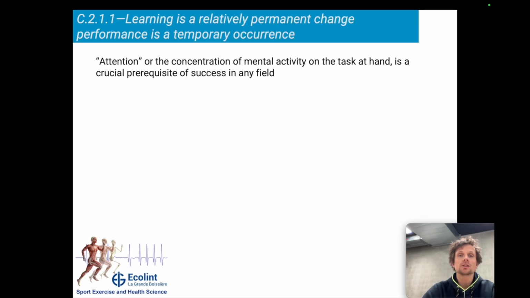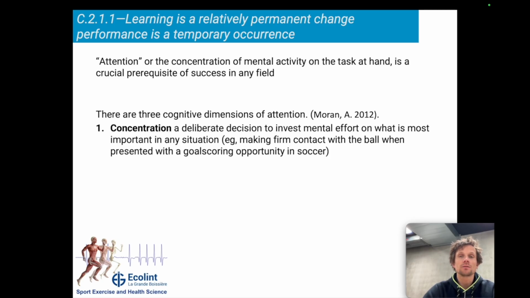First up, attention is the concentration of mental activity on a task at hand. And it's a crucial prerequisite for any kind of success in any field, particularly in the sports. Moran 2012 proposed 3 cognitive dimensions of attention. The first one being concentration. Concentration is a deliberate decision to invest time and mental effort on what is most important in any given situation. So, for example, focusing and concentrating on making good contact with a ball when we're shooting in soccer. The key part of this definition here is that it's a deliberate decision. It's not something that happens without thinking about it and making conscious decision.